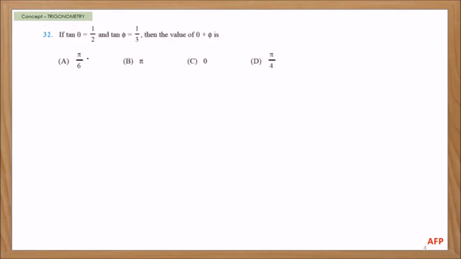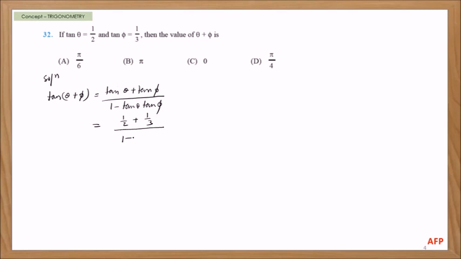Next question. Here you are supposed to find the theta and psi value. So we'll use this concept, theta plus psi. The formula here is tan of theta plus psi equals tan theta plus tan psi divided by 1 minus tan theta tan psi. If you substitute, tan theta is 1 by 2, tan psi is 1 by 3, 1 minus 1 by 2 into 1 by 3.